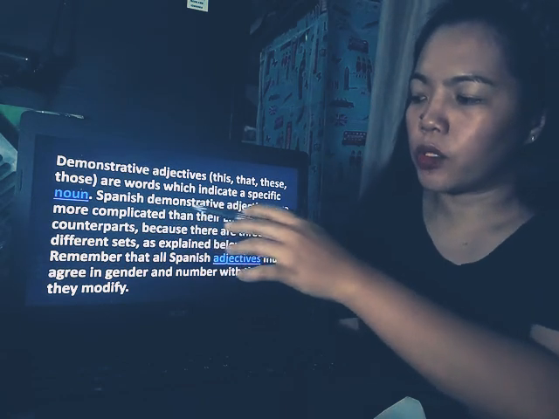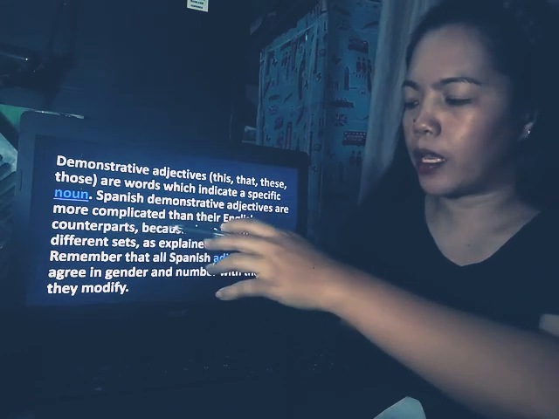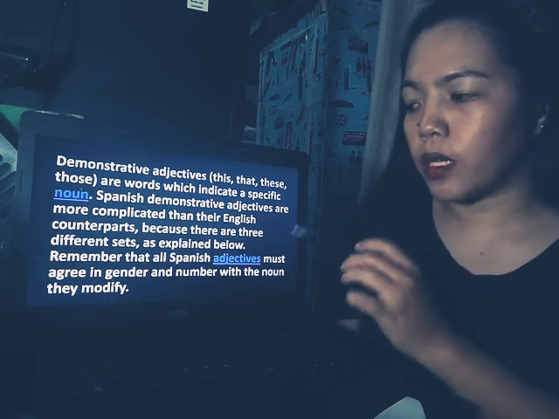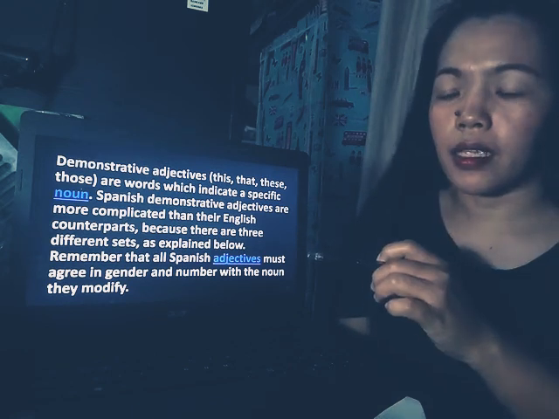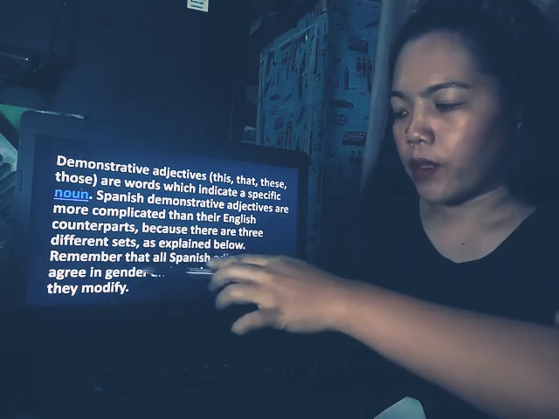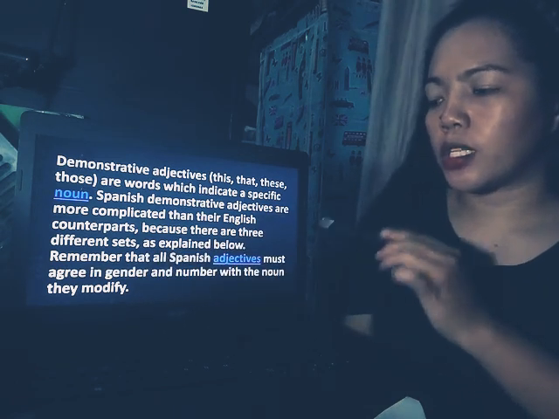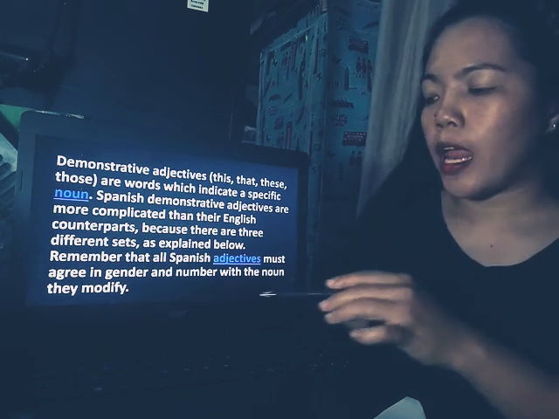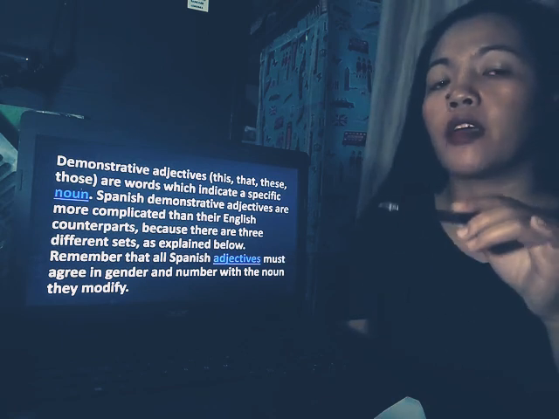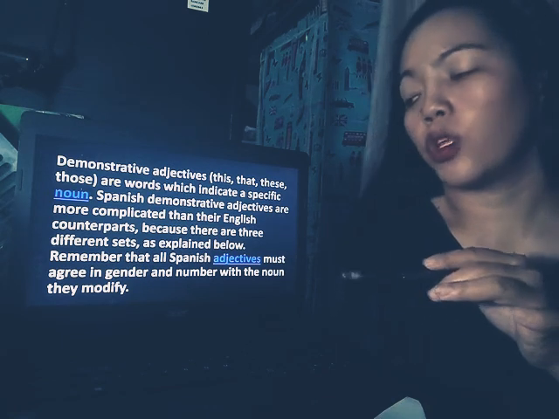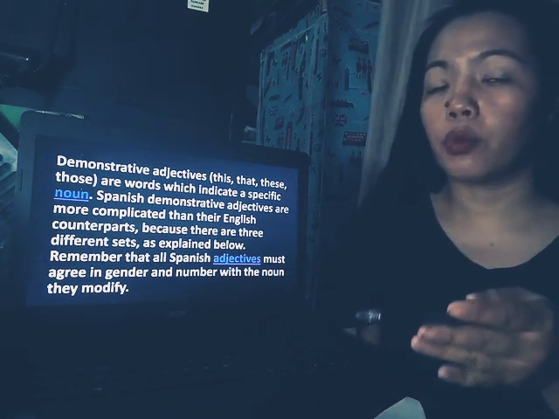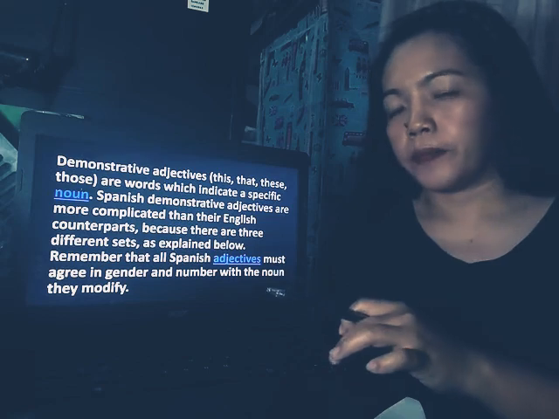Spanish demonstrative adjectives are more complicated than their English counterparts because there are three different sets. As explained later, remember that Spanish adjectives must agree in gender and number with the noun they modify. Gender can be masculine, feminine, or neuter. Number means whether it is more than one or only one, so there is a plural form and a singular form.